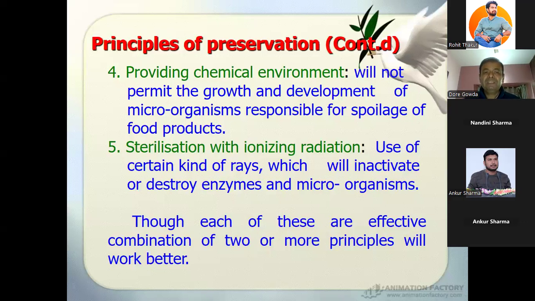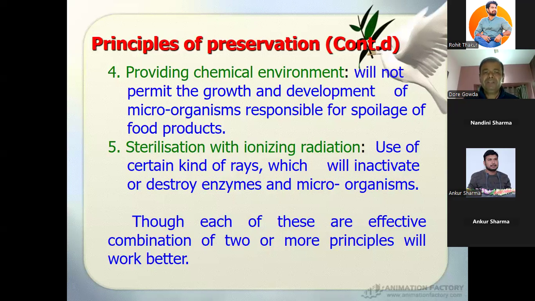Though each of these principles is very effective, a combination of two or more principles will be even more effective. For example, drying the fruits or vegetables, packing in airtight containers and storing at low temperature, we can extend the shelf life almost double that of just dehydration. But again, it involves higher cost, because after drying we have to pack in airtight containers and store at low temperature throughout. That low temperature maintenance, refrigeration, itself adds to the cost. So we have to be careful.